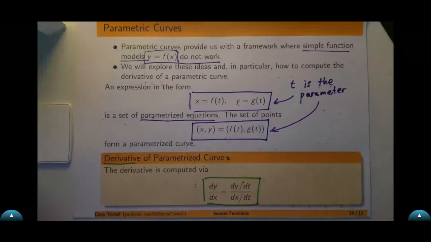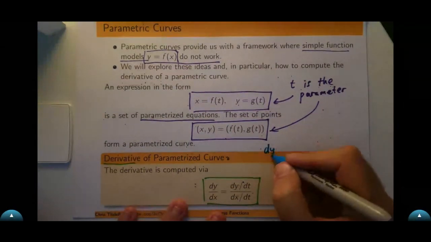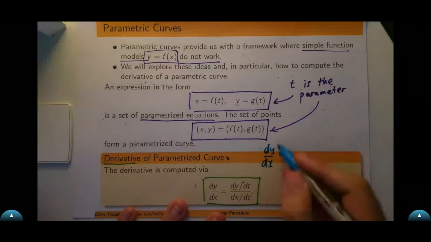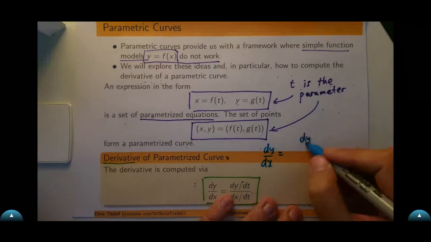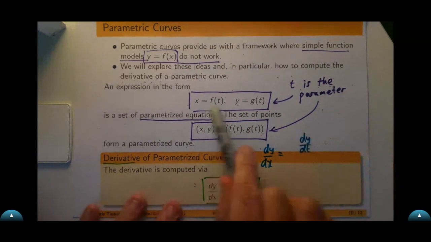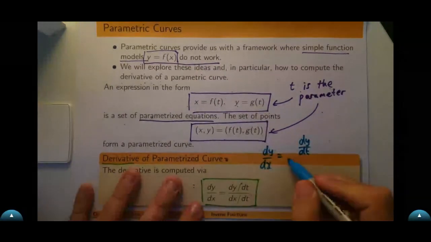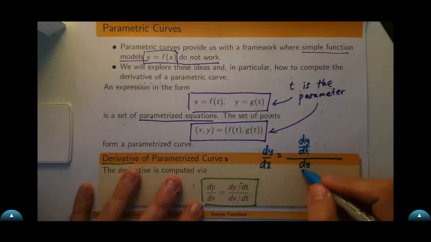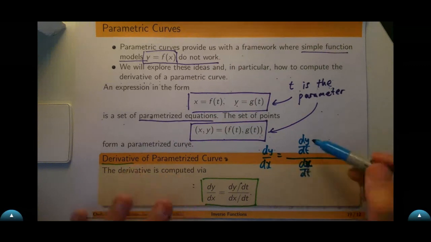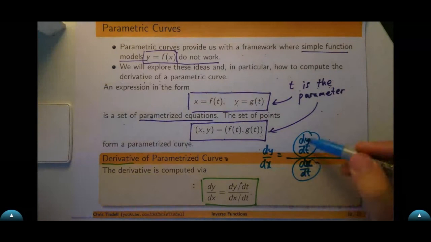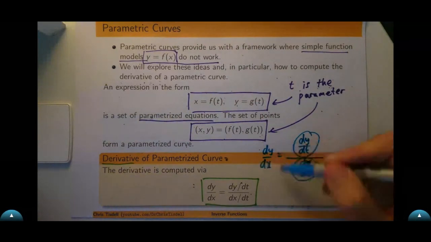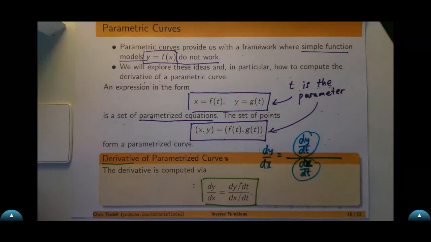So let's say we wanted to find the slope of the tangent line to these curves, right? What this says is that you can differentiate both of these things with respect to the parameter and then divide. So you've got one derivative up there, one derivative down there, you divide them, and by the chain rule, you get dy dx, sorry.